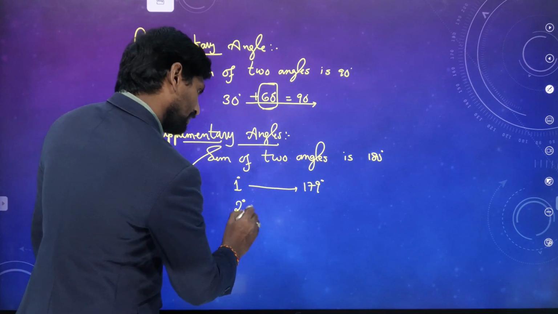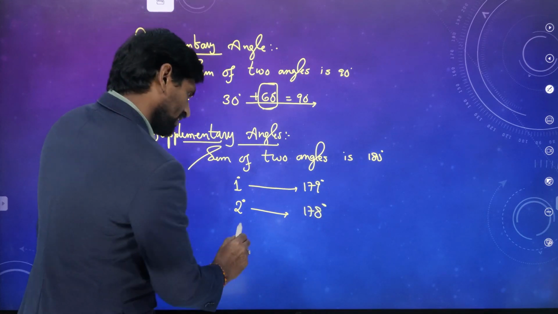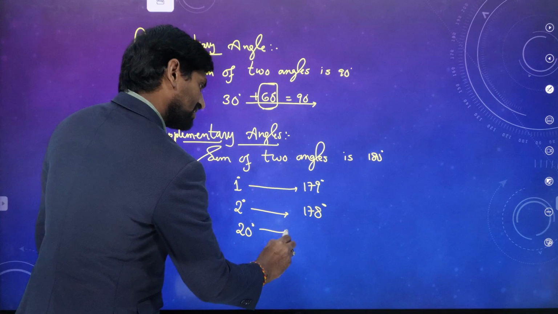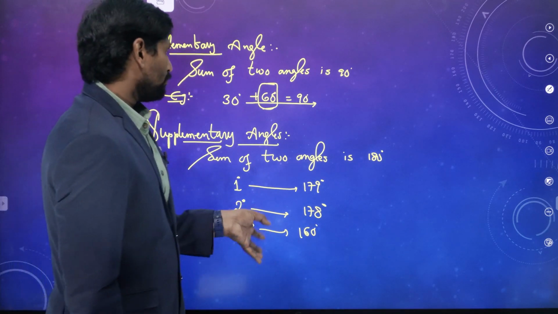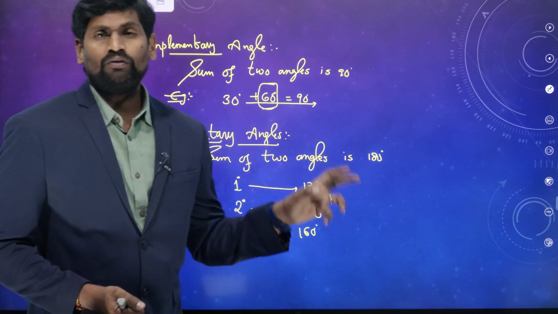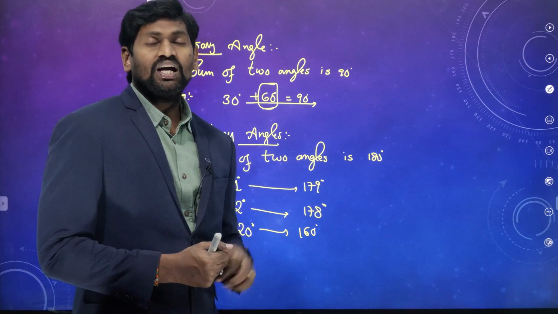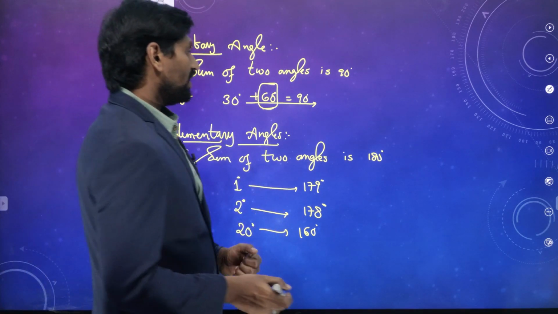2 degrees, what is the supplementary angle of 2 degrees? 178 degrees. What is the supplementary angle of 20 degrees? 160 degrees. Right? So sum of two angles 180 degrees are called supplementary. Sum of two angles 90 degrees is called complementary angles. Okay, no? Now coming to the linear pair.